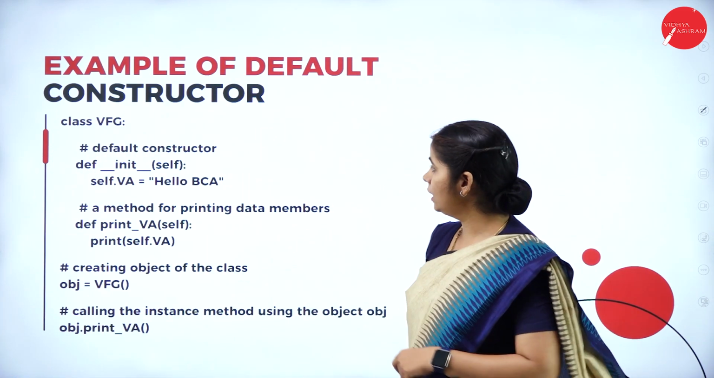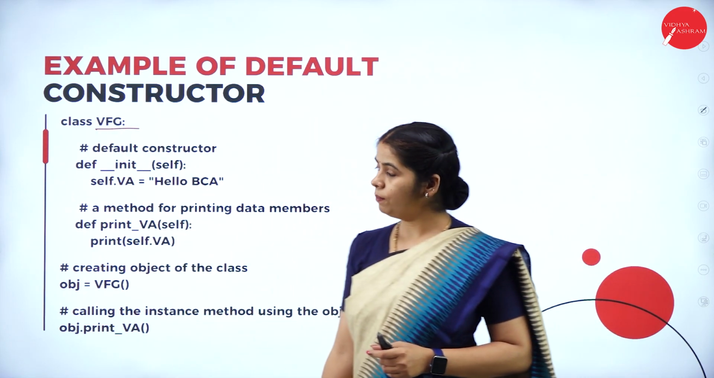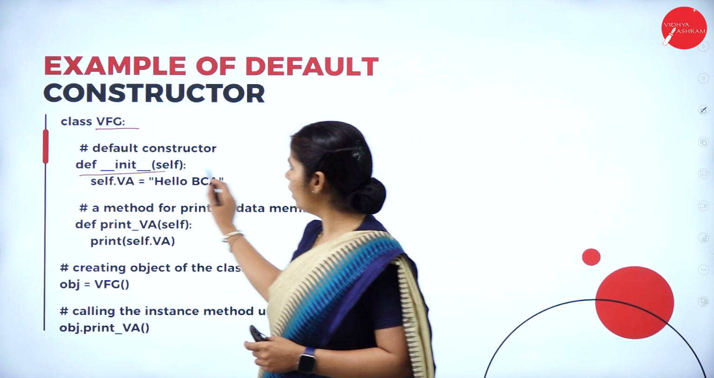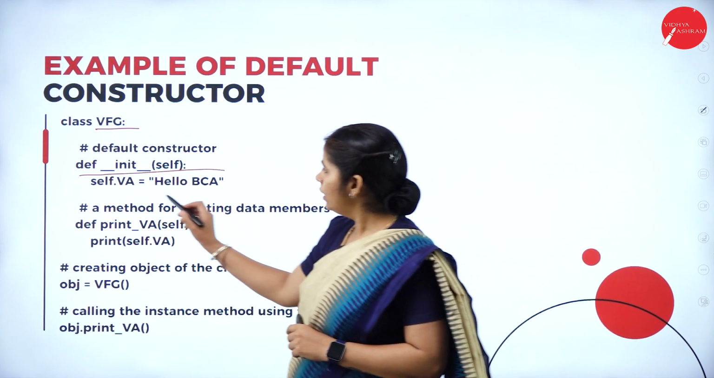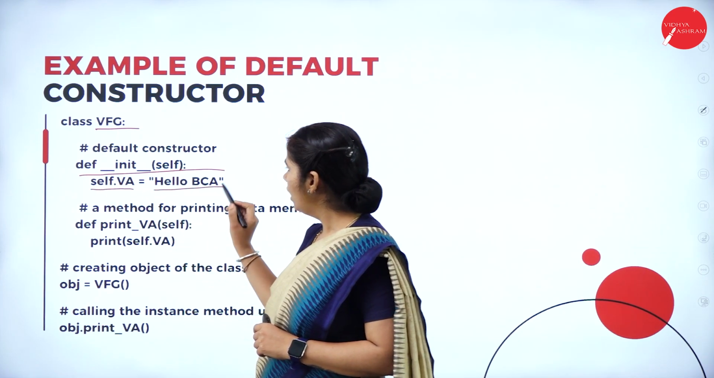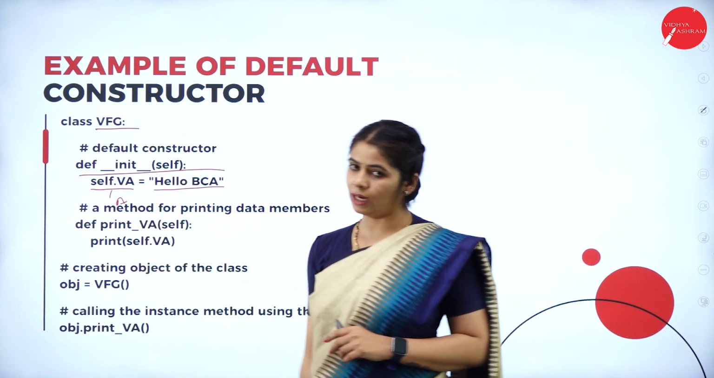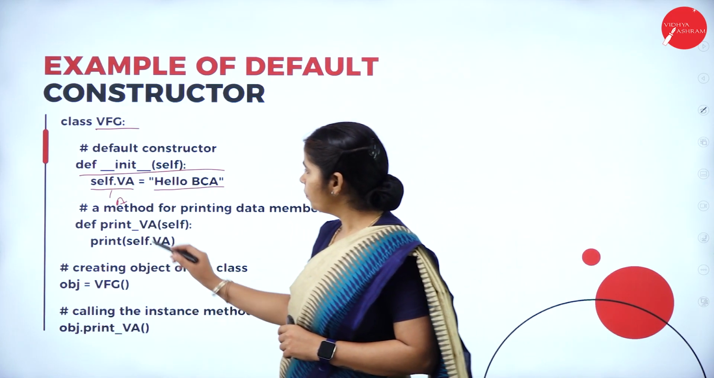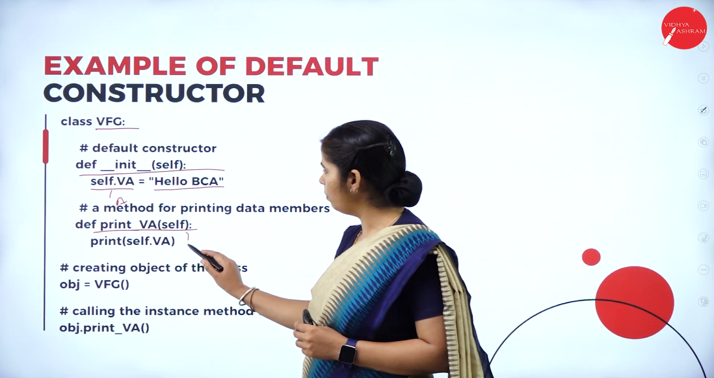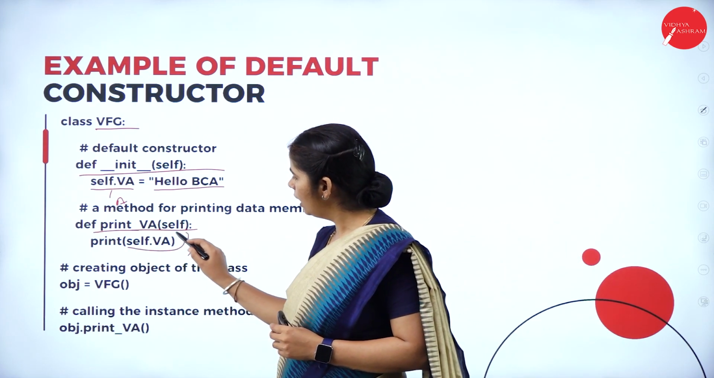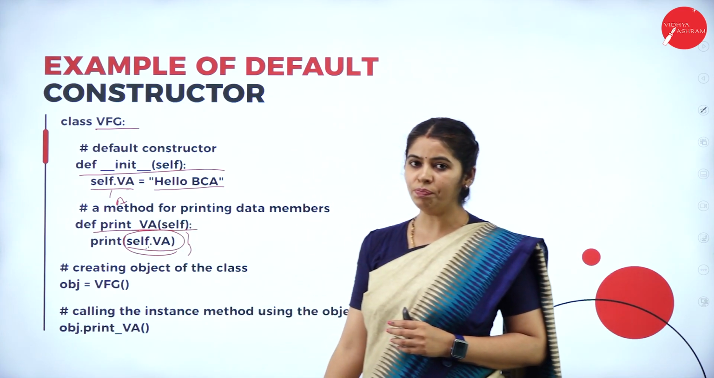So let us see an example of the default constructor. We have a class FGC. In that, we are creating one constructor, a default constructor without any parameters. Here self.va is B.Ca. What is this self.va? This is an attribute of that particular class. Then we have a method print va. What is within print va? We are printing that particular attribute.